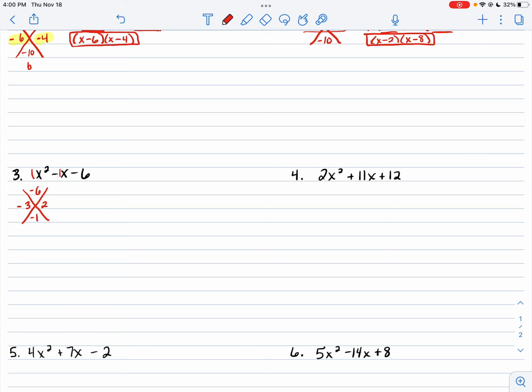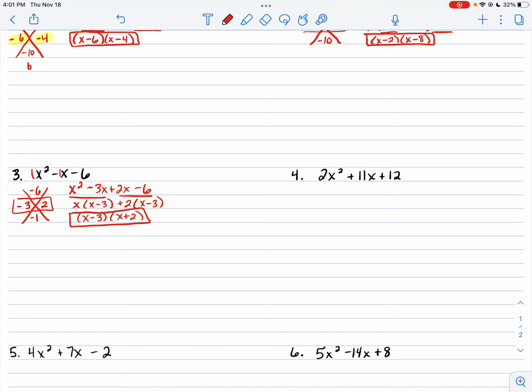So when I go plug them in, I know I keep my x squared from my original problem. My negative 1x comes from this negative 3x plus 2x, and then I have a minus 6. So if I group the first two together, I notice I can take out an x, and I'd be left with x minus 3. And if I group the last two together, I can take out a 2. So I'll take out a positive 2, and I'm left with x minus 3. So now my x minus 3's are the same, so I can take out an x minus 3, and I'd be left with x plus 2. That is my factored form.